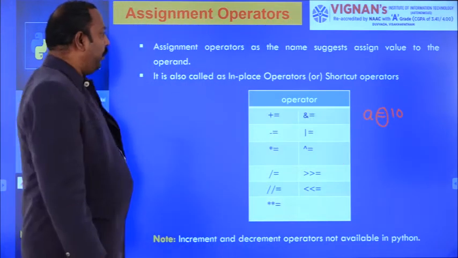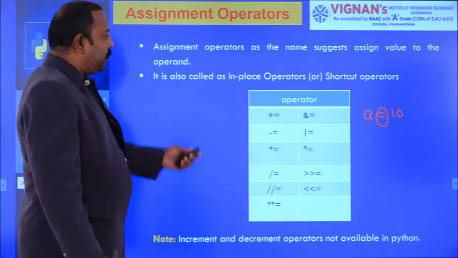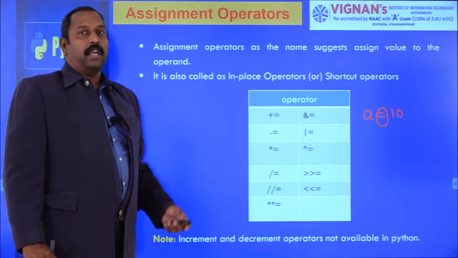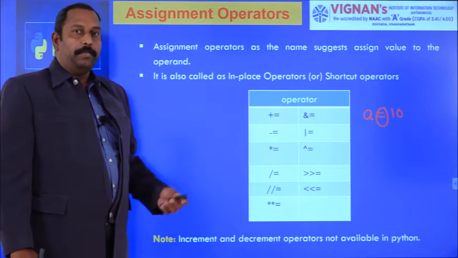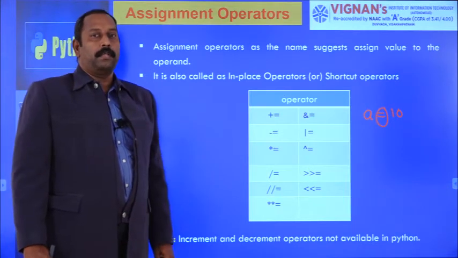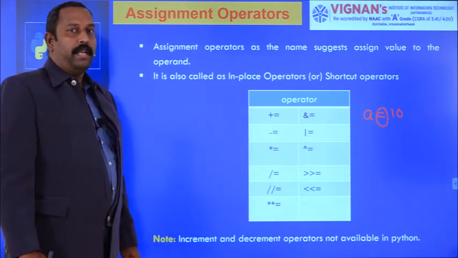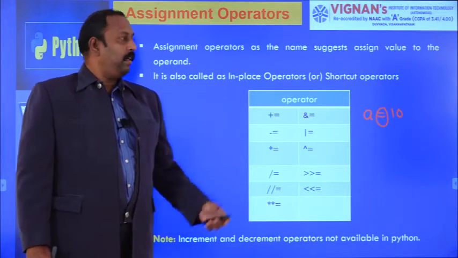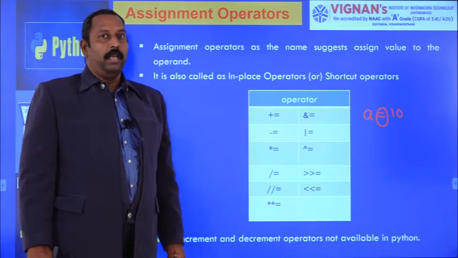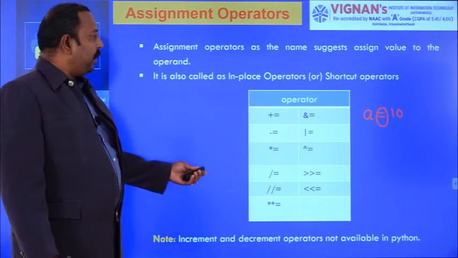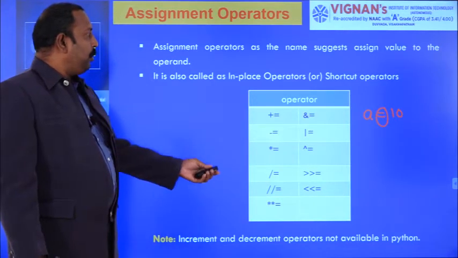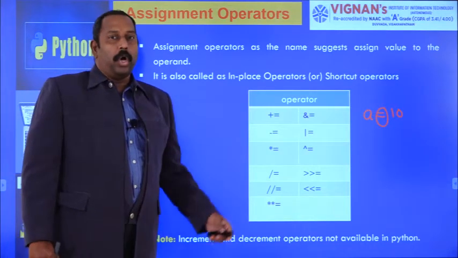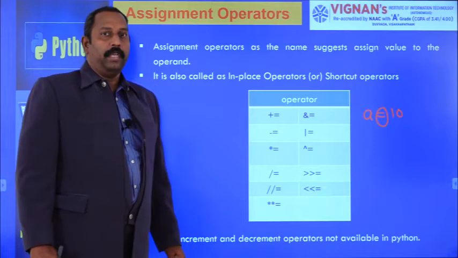When coming to the types, first one is we can assign an object to a single variable, second one is we can assign an object to multiple variables, and third one is we can assign multiple objects to multiple variables. These are the three different types of assignment operators available. Apart from the assignment operators, we can also use in-place operators, or we can call them shortcut operators, in Python.